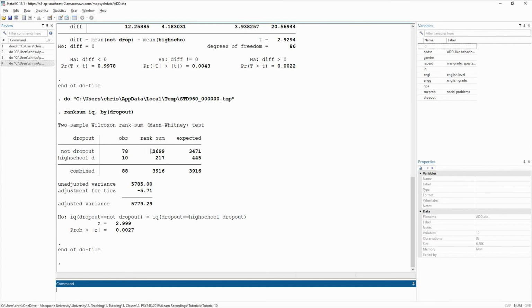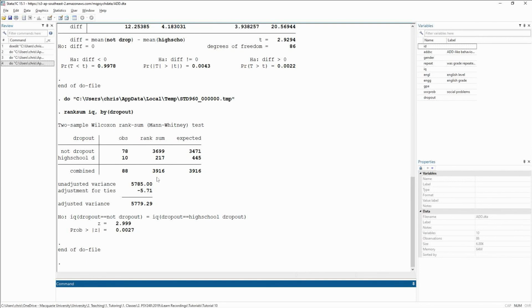And what we can see is that the rank sum for those who didn't drop out is higher than expected, whereas those who did drop out have a rank sum lower than expected. And this is telling me then that those who didn't drop out have the higher IQ because the rank sum is higher than expected, whereas those who did drop out have a lower IQ because they're lower than expected.